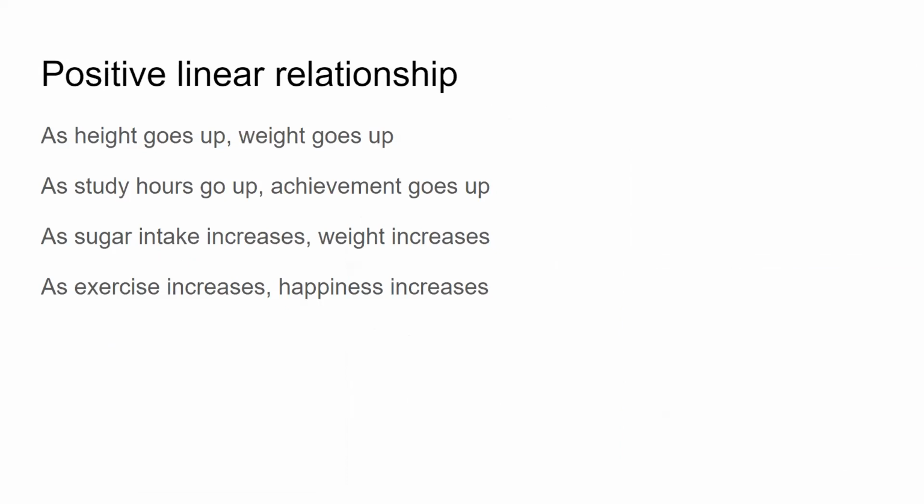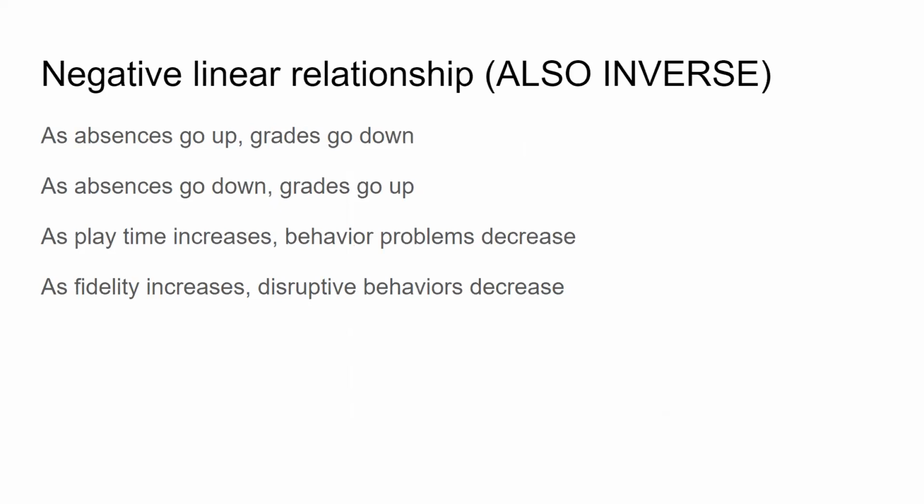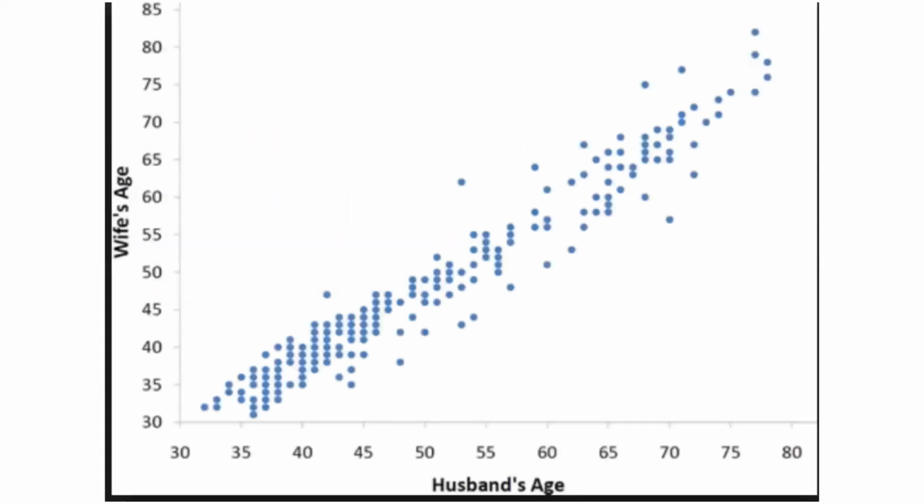As sugar intake increases, weight increases. Maybe the R value there is more like a 0.50. There's still a relationship there, but maybe it's not quite as strong. And then sometimes you'll see negative numbers. So it might be as absences go up, grades go down. This is a negative relationship. So if we have an R value of a negative 0.70, that is a strong negative relationship.